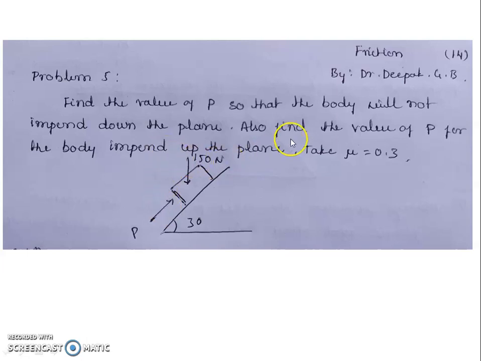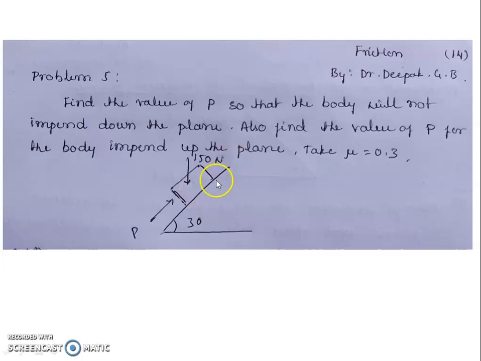First case. Second case, it is specified here: impending motion is upwards. Solve for P in this problem. Take the coefficient of friction between the contact surfaces as 0.3. It is given in the problem here. Between the block and inclined plane, you have to take the coefficient of friction as 0.3.